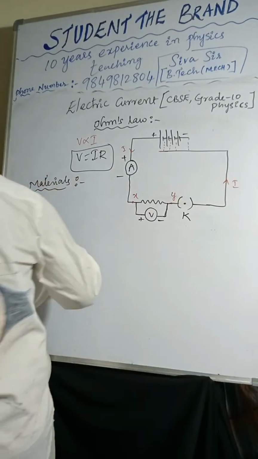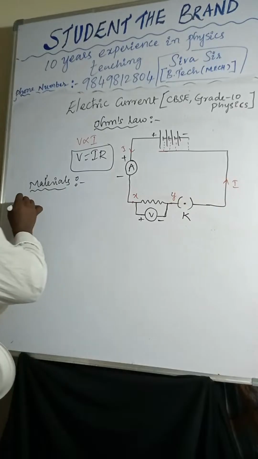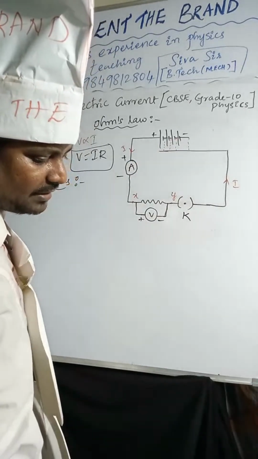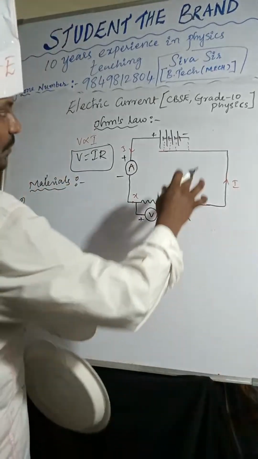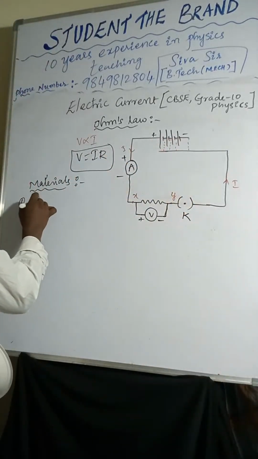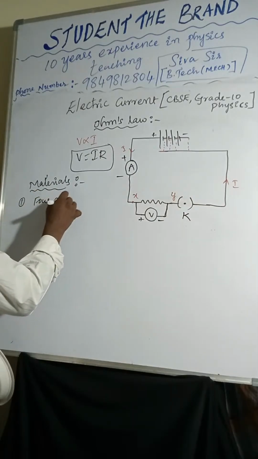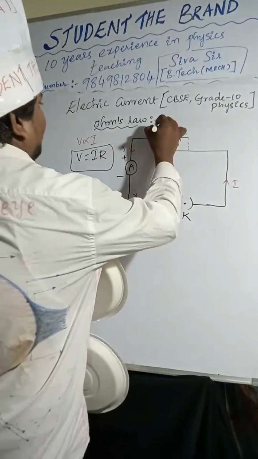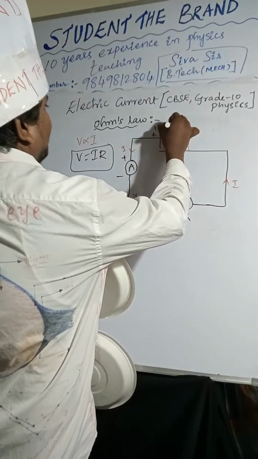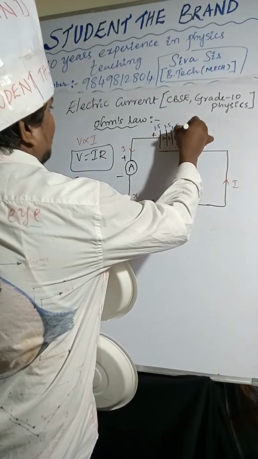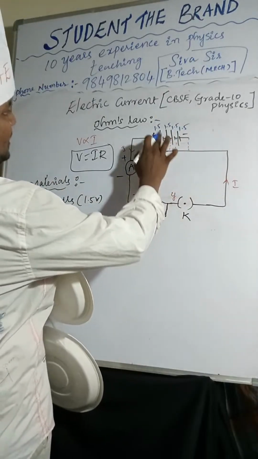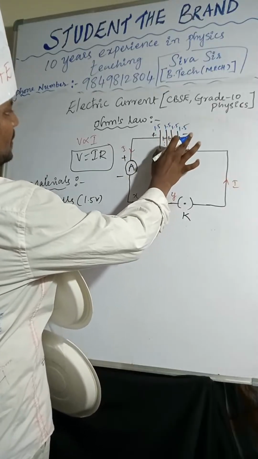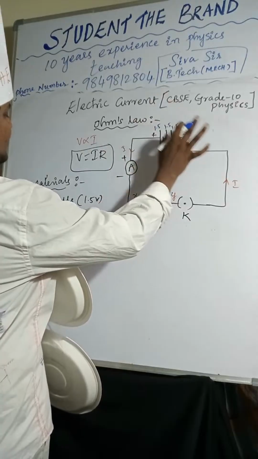First one I am considering 4 cells. How many cells are required? 4 cells are required. So 1.5 volts each. I am taking this 1.5 volts. Each cell potential difference is 1.5. This cell also 1.5, this cell also 1.5, this cell also 1.5.